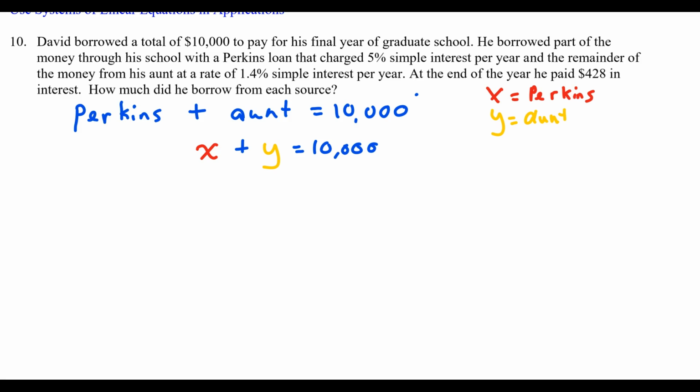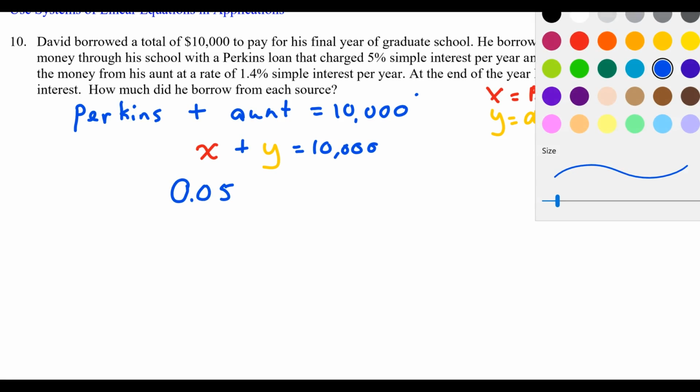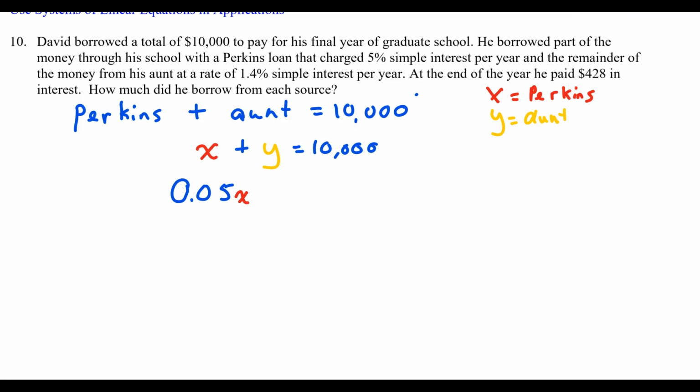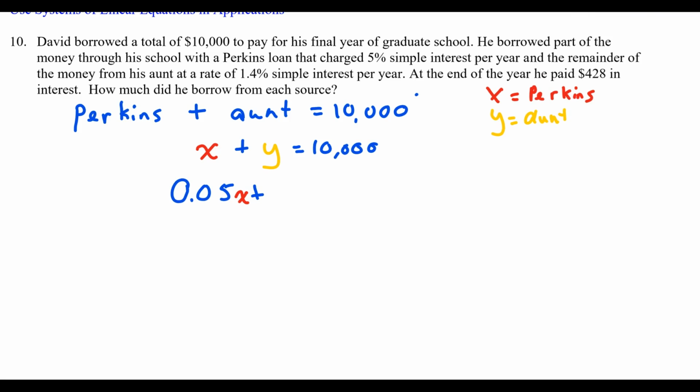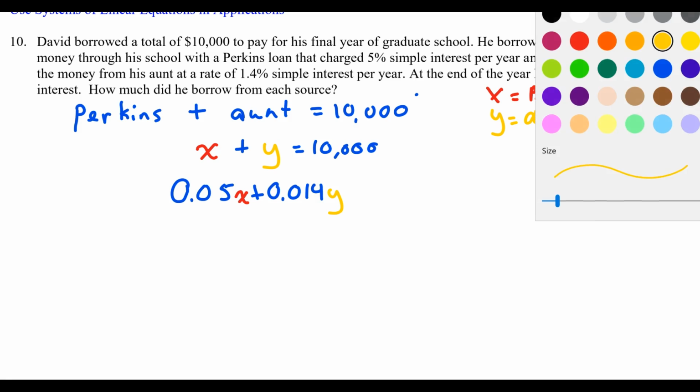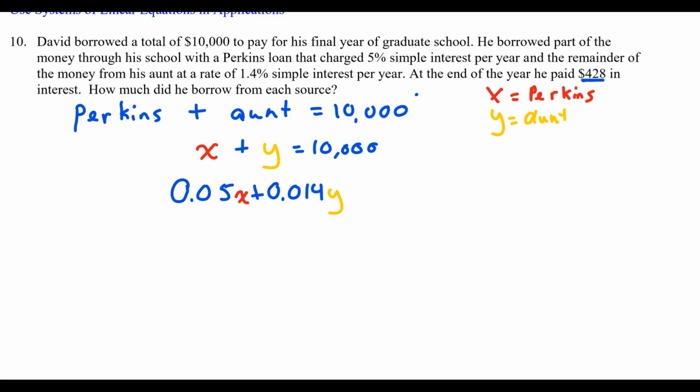Well, we know some other information. The Perkins charged 5% interest, simple interest per year. So that's going to be 0.05, because remember you have to change percentages into a decimal, times the amount that he borrowed from Perkins, plus his aunt charged 1.4% interest, so that's going to be 0.014 times the amount that he borrowed from his aunt. That total is equal to $428 each year.